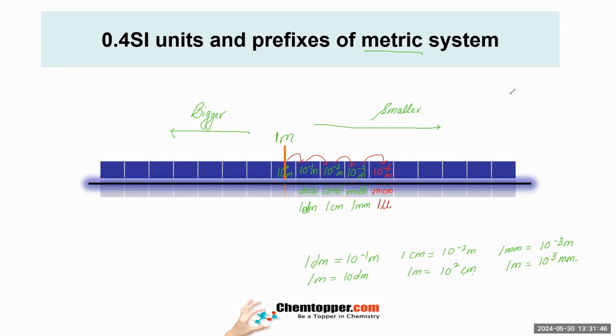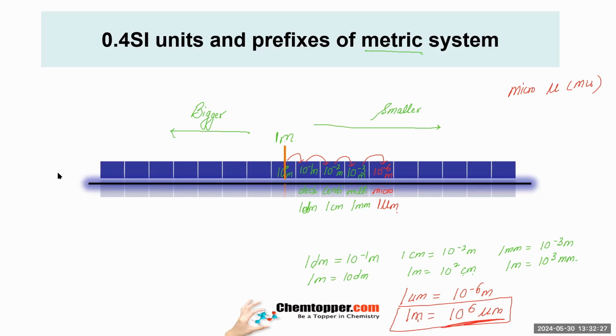The symbol for micro is mu. It's a Greek letter. And 1 micrometer is, meter is the basic unit we have taken here, 1 micrometer is 10 raised to power minus 6 meter, or 1 meter is 10 raised to power 6 micrometer. Which one is the bigger unit here? Meter. Meter is bigger because in 1 meter you have so many micrometers.